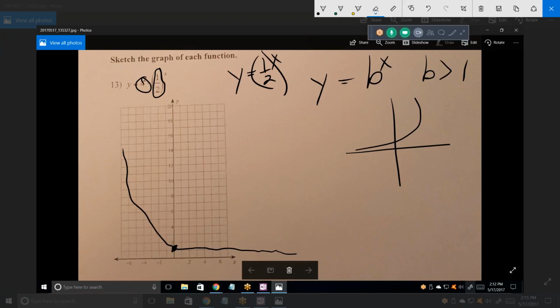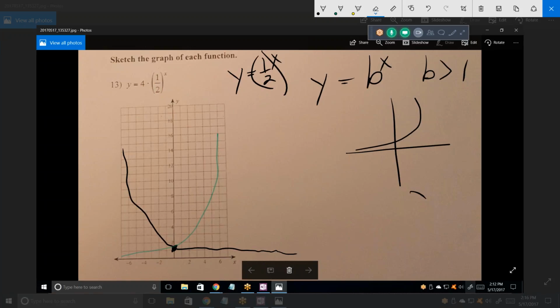And it doesn't really matter whether b is greater than or less than 1. If b is greater than 1, it still goes through that point, and it goes up like that. In other words, if I had y equal 2 to the x, that might be the green line. In other words, if this is greater than 1, it's going to be the shape of the green line. If it's between 0 and 1, it's going to be the shape of the black line. All right.